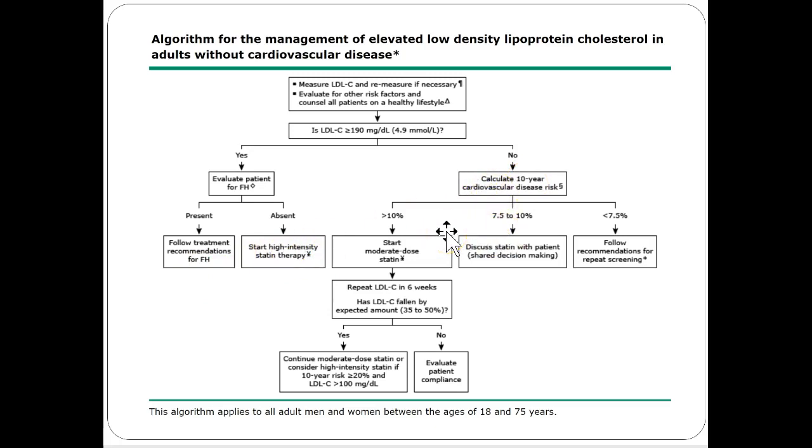So anyway, we calculate their 10-year risk. If it's greater than 10%, moderate dose statin. Repeat your LDL in 6 weeks. If that LDL has fallen by 35 to 50%, continue that statin. Or you could consider increasing to high dose statin if the risk is greater than 20% and the LDL is still greater than 100. If it isn't falling, look at patient compliance. That's really all there is. If the patient's compliant and it's not falling, I don't know what to tell you. It could be maybe they're elderly or who knows, and resistant to statin therapy for some reason.